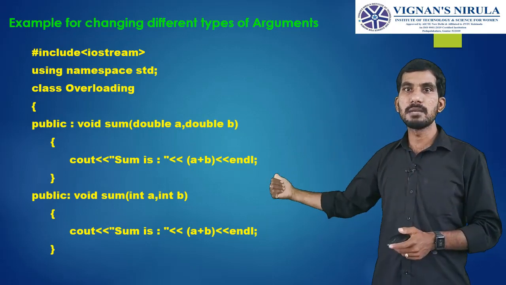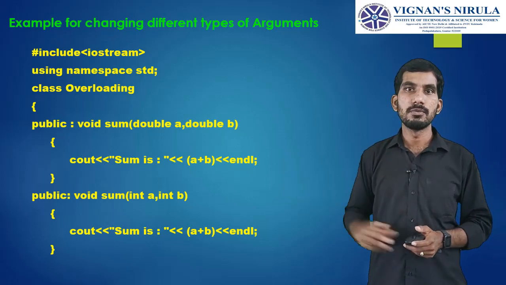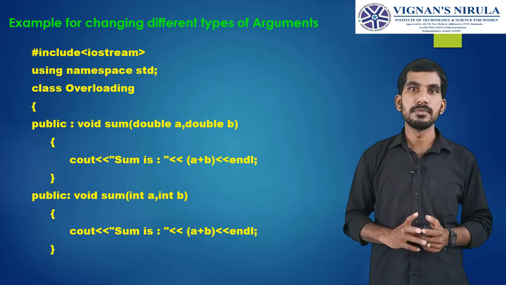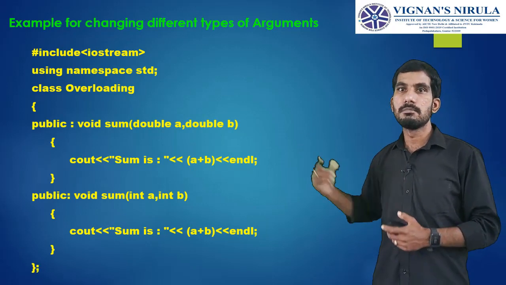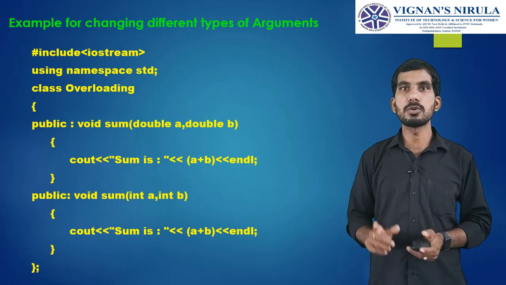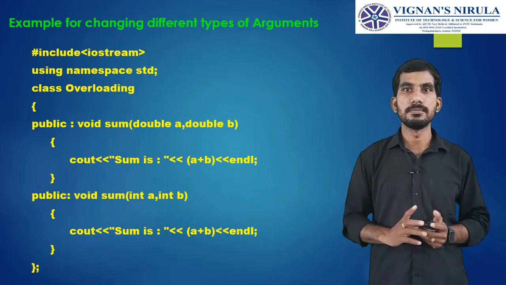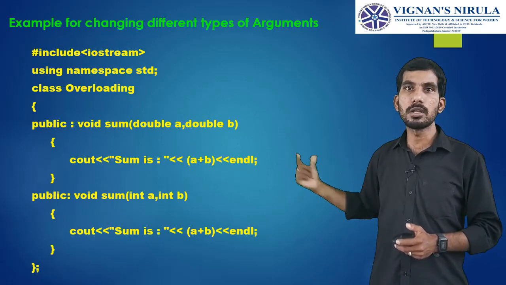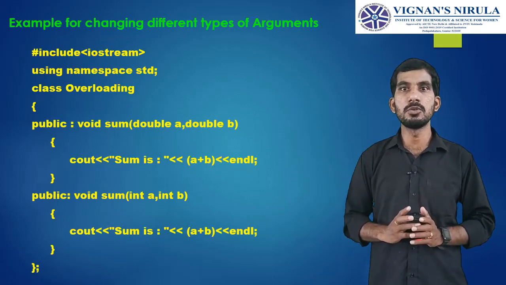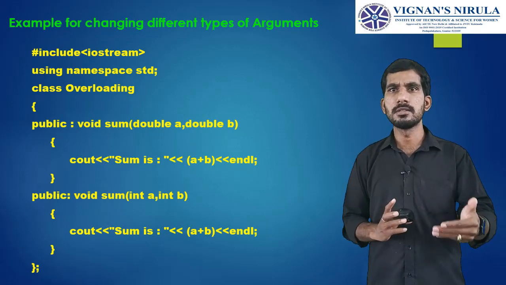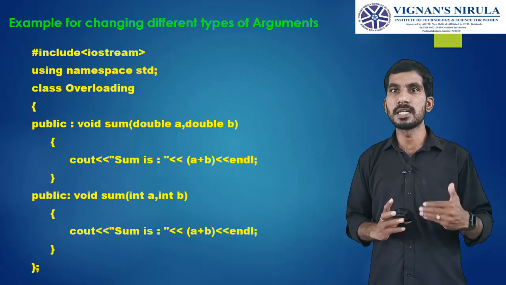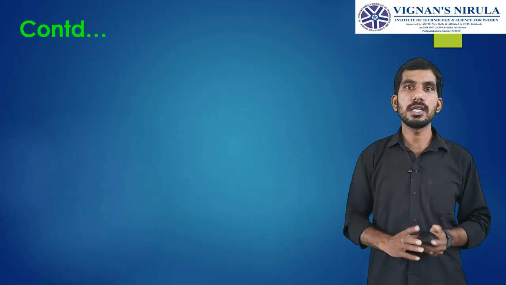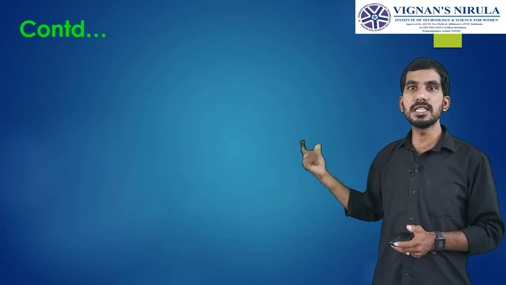For that, here I am using the cout object. With the help of the cout object, I want to print the value of a plus b. And then I am closing the method or function, and also closing the class. And then I want to call these two methods. For that, what do we need to do? Again, we need to do the same process. By creating the object, we can call the two functions. So for that we need to create an object within the main function.